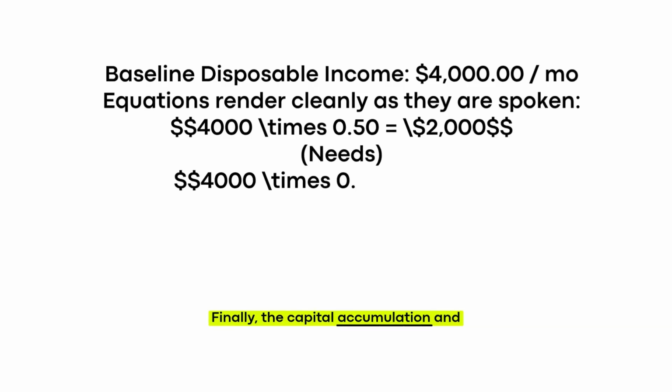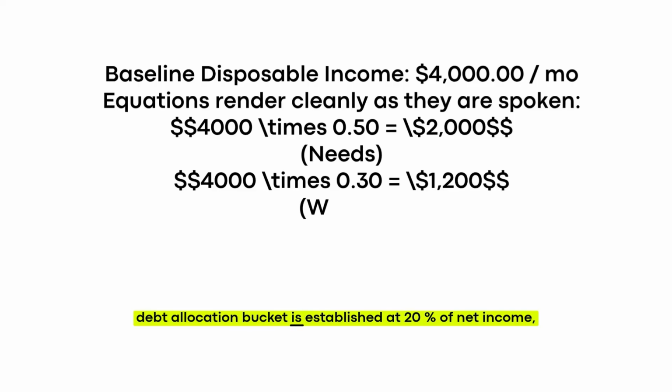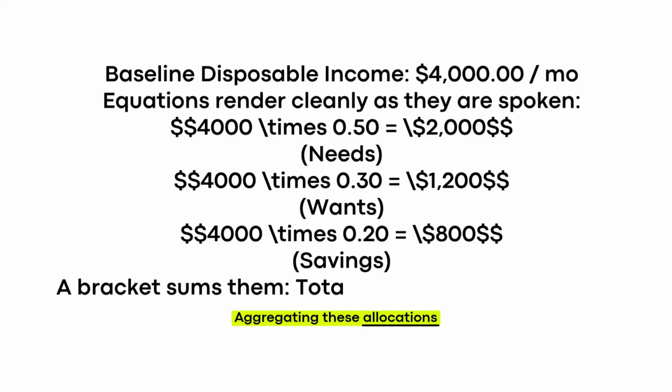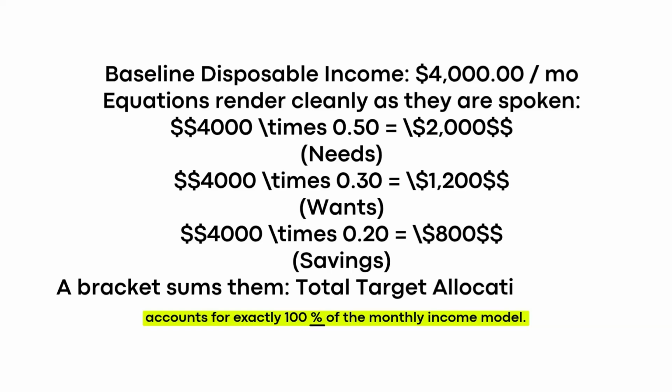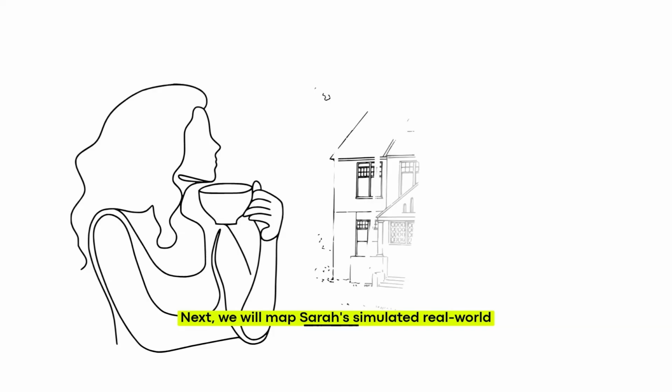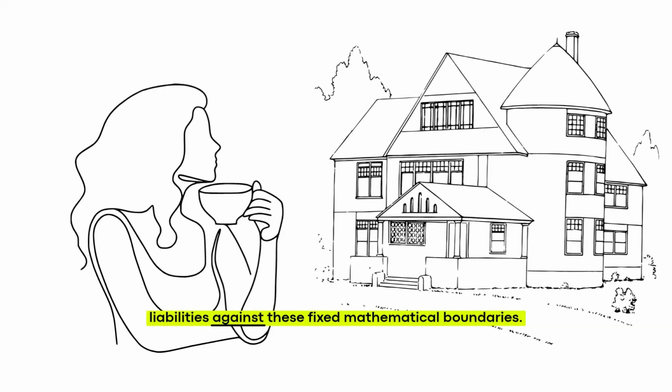Finally, the capital accumulation and debt allocation bucket is established at 20% of net income. 4,000 times 0.20 equals 800. Aggregating these allocations accounts for exactly 100% of the monthly income model. Next, we will map Sarah's simulated real-world liabilities against these fixed mathematical boundaries.